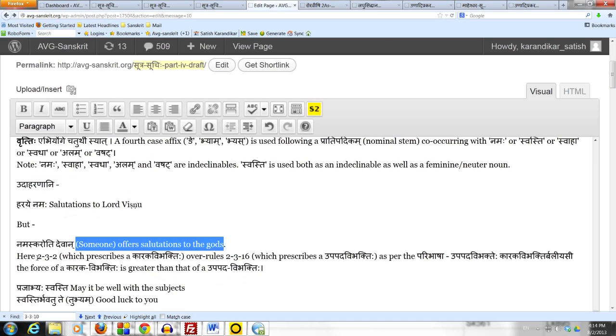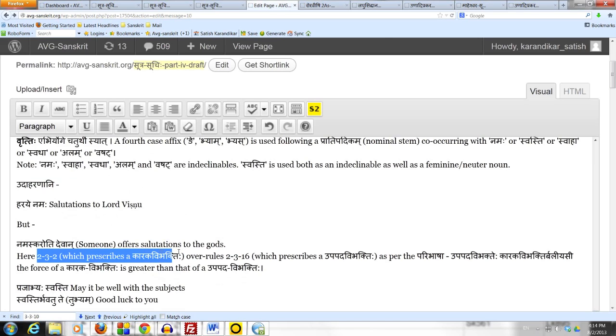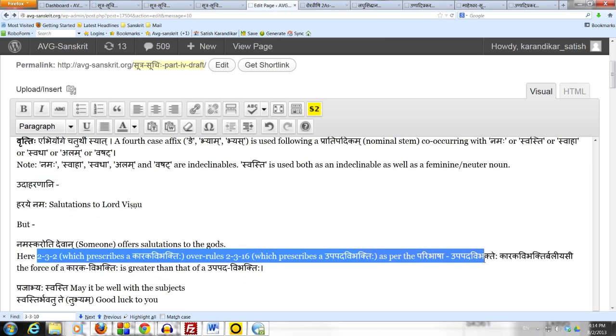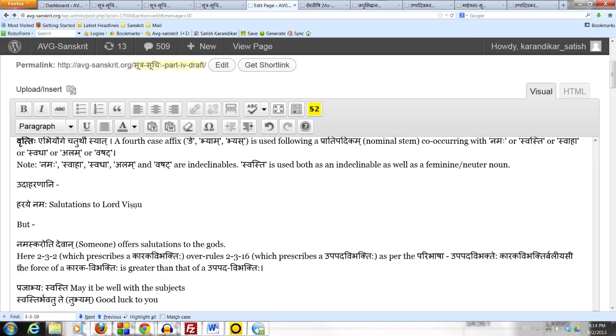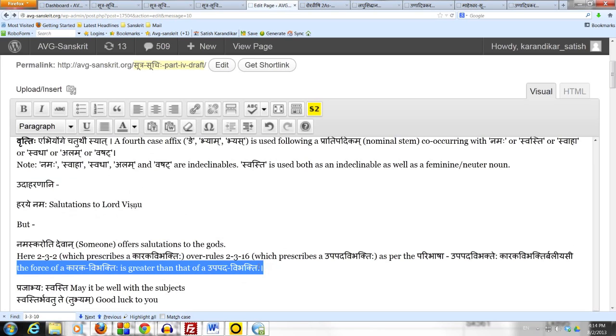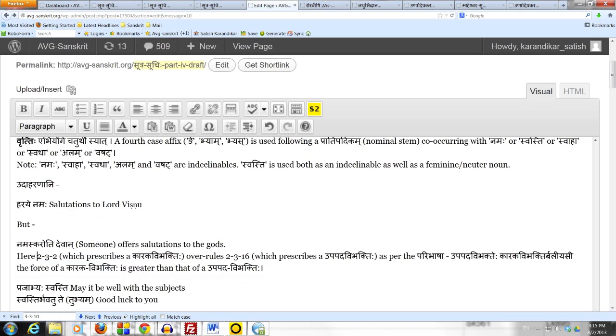Now here 2-3-2, Karmani Dvitiya, which prescribes a Karaka Vibhakti, overrules 2-3-16, which prescribes an Upapada Vibhakti. As per the Paribhasha, Upapada Vibhakti Karaka Vibhaktir Baliyasi, meaning that the force of a Karaka Vibhakti is greater than that of an Upapada Vibhakti. Now what is the Karaka Vibhakti? A case affix governed by a verb or a verbal derivative.